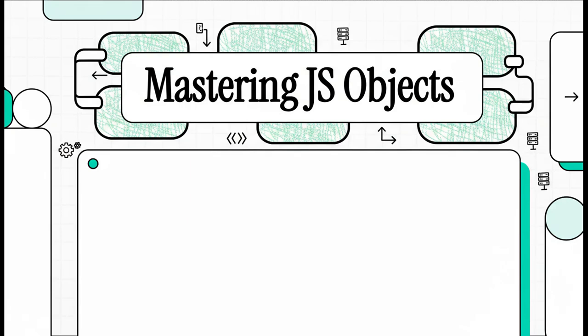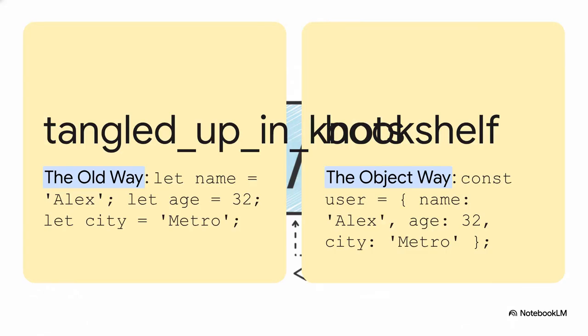All right, let's jump right in. We're going to talk about one of the most fundamental, most powerful features in all of JavaScript, the object. Seriously, this is the bedrock for how you organize data in pretty much any app you'll ever build, so getting this down is absolutely key.